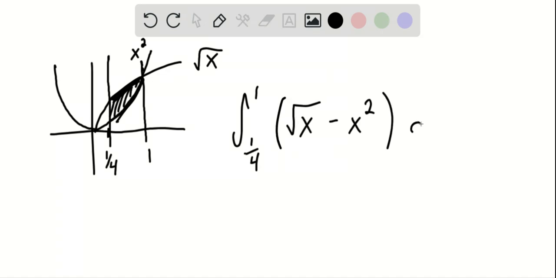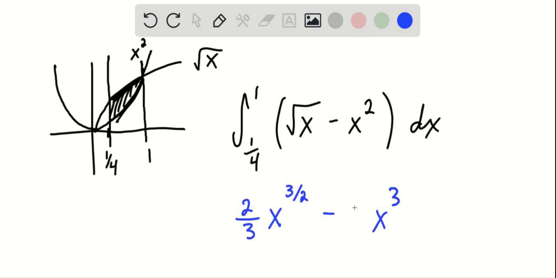Now, obviously a little bit more work than this, because the antiderivative of this, you add 1 to your exponent of 1/2. That's what the square root is. So that's 3/2, and then dividing by that new number is the same as multiplying by the reciprocal of 2/3. And then same thing with this one. You add 1 to your exponent, and you divide by your new exponent, and you get 1/3 x cubed. And that's from 1/4 to 1.